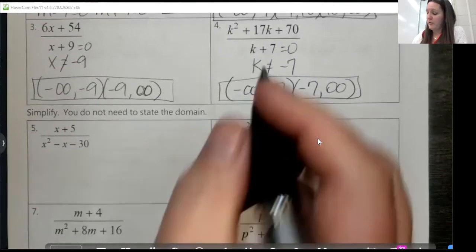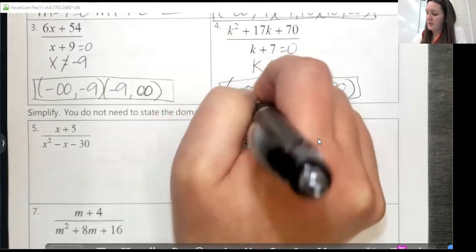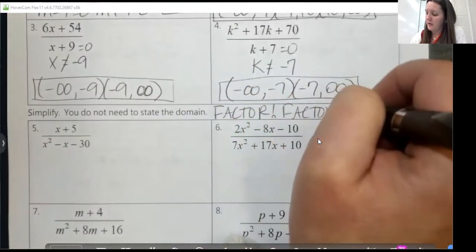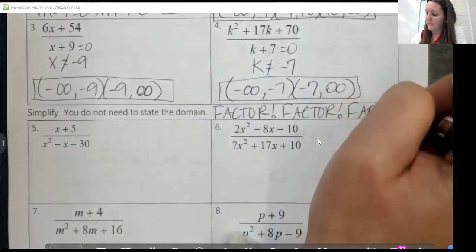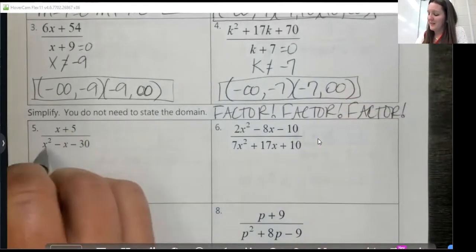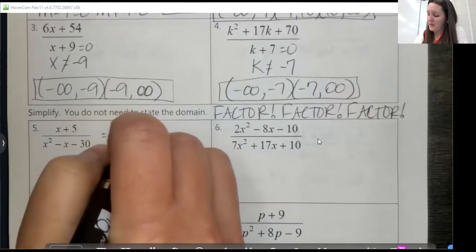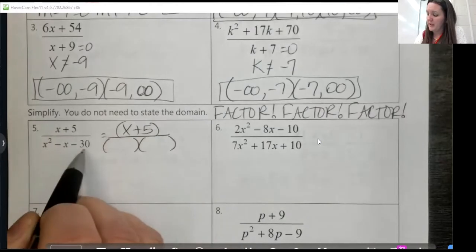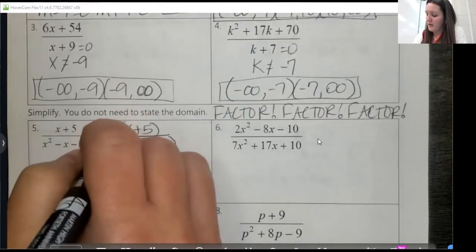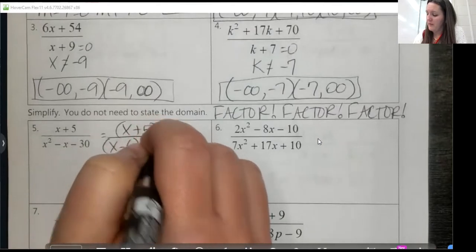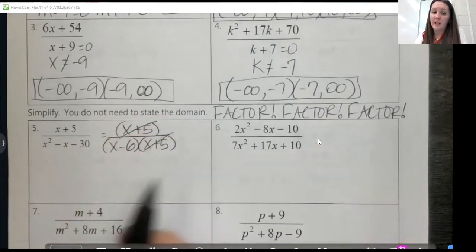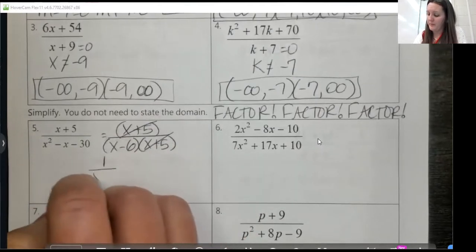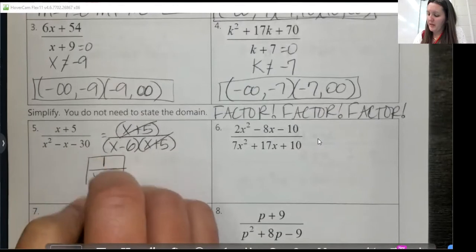All right, on 5 through 10, we're going to simplify. So we're going to remember our tips are factor, factor, factor. So we're going to factor the bottom. The top is already in factored form. So I ask what multiplies to get negative 30 and adds to get negative 1. I get negative 6 and 5. Looks like our x plus 5s can cancel. If you cancel everything on the top, you have a 1 left. So it's 1 divided by x minus 6.